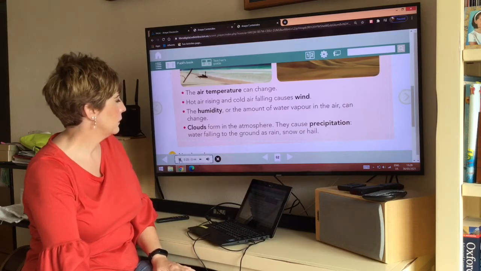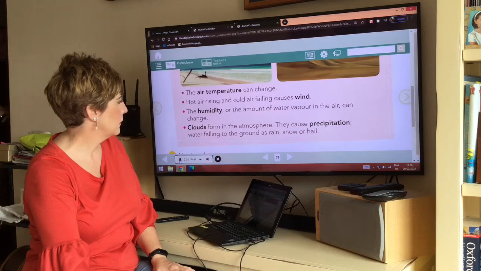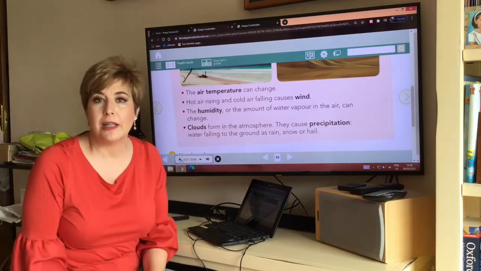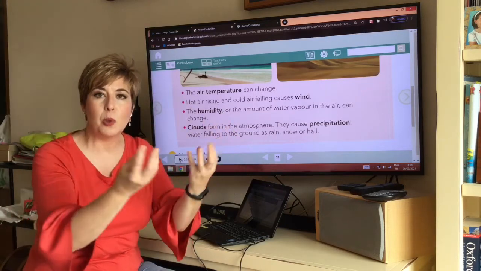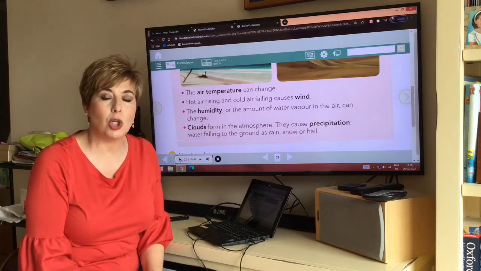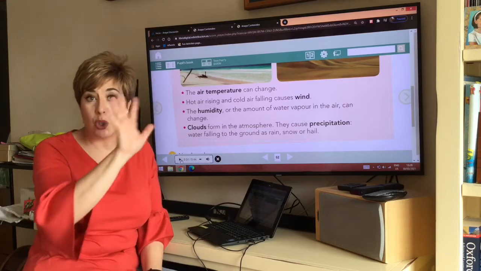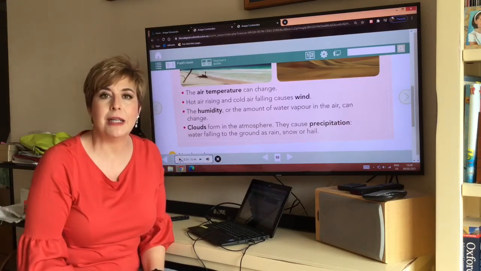The humidity, or the amount of water vapor in the air, can change. Another condition of the atmosphere is humidity. If there is a lot of water in the air, we have a lot of humidity. If there's no water in the air, it's very dry.